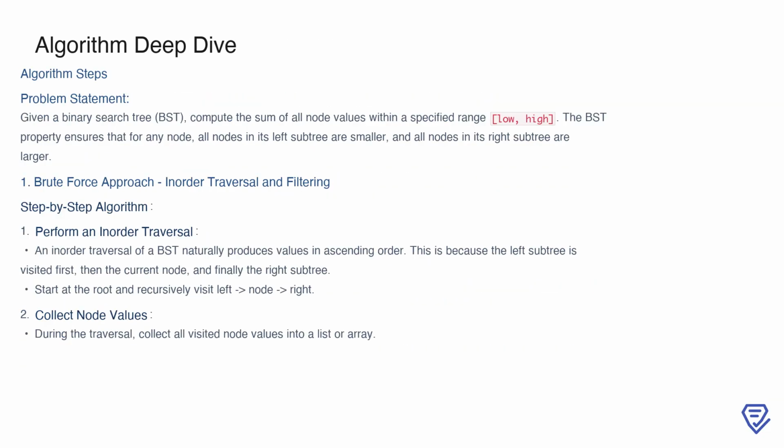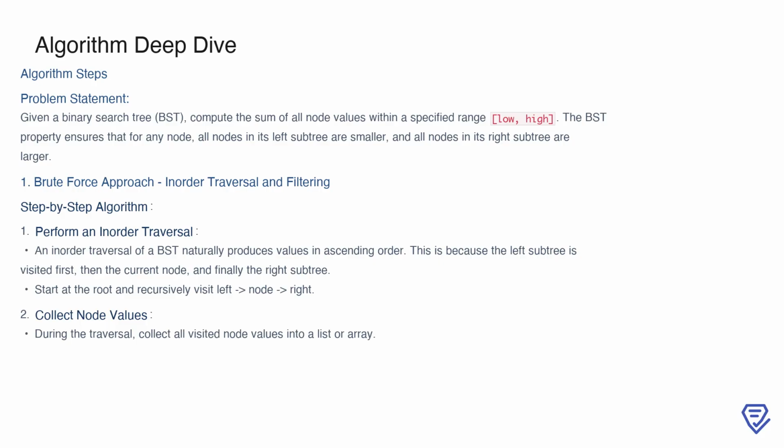To solve the problem of finding the sum of all node values within a specified range in a binary search tree, we first consider a brute force approach using an inorder traversal. An inorder traversal is ideal here because it visits nodes in sorted order due to the BST property, where all nodes in the left subtree are smaller than the current node, and all nodes in the right subtree are larger.